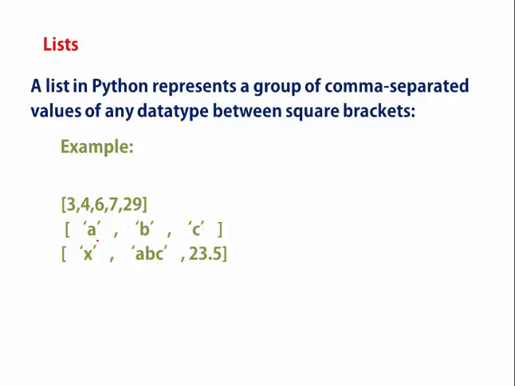Here is a series of strings: A, B, C, separated by commas, and they are put in quotes. Here's a mix. You can see one letter, and a group of letters. Here is a number. So anything you can put inside it as a series, we call a list within the square brackets.